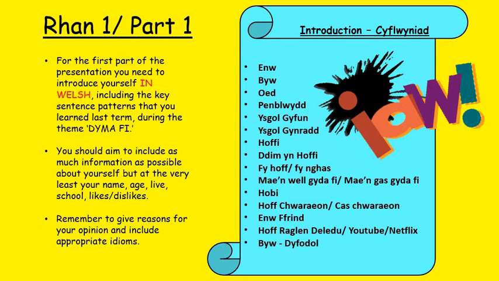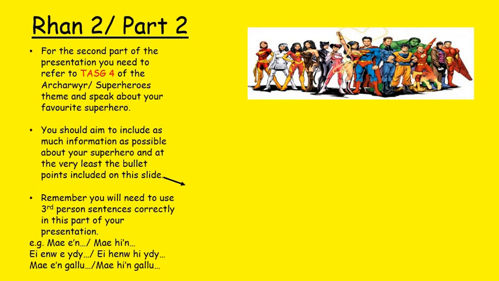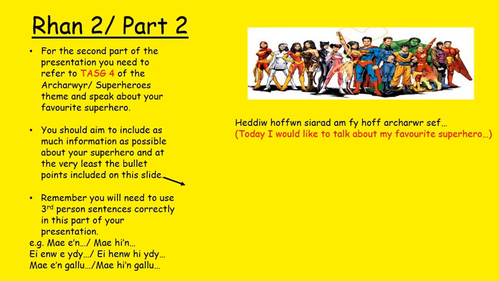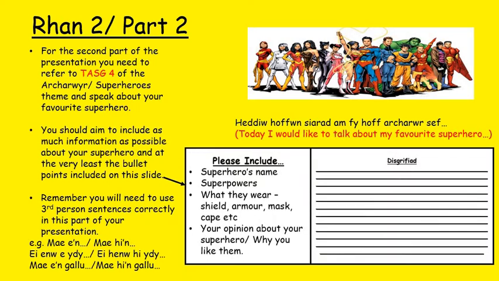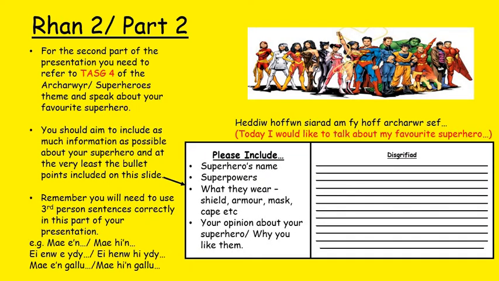We will look now at part 2 in more detail, Rhan 2. Rhan 2 archarwyr, superheroes. So for the second part of the presentation, you will need to look back at task 4 that you completed on your favourite superhero. You need to aim to include as much information as possible once again, but at the very least the bullet points that I have here. So your superhero's name, what superpowers they have, what they wear, and your opinion about them. Remember, this part of the presentation will be in the third person.